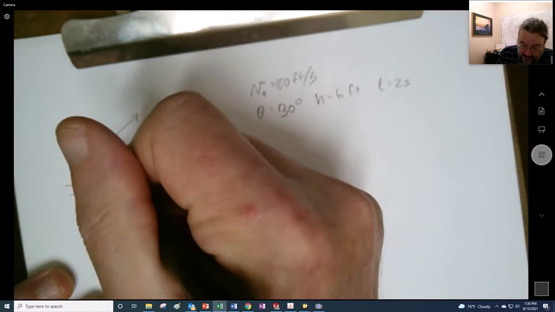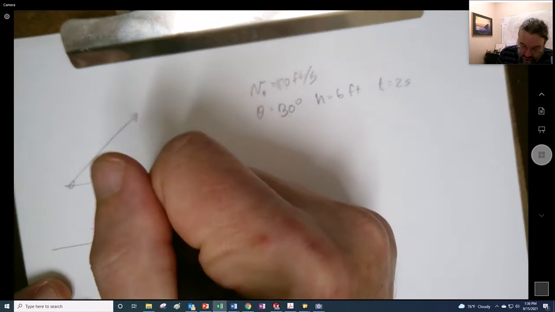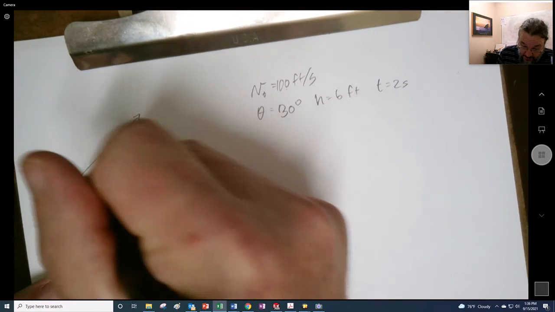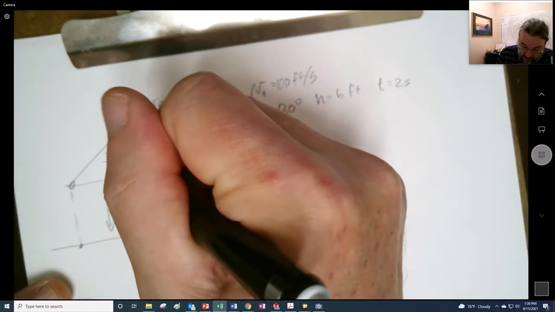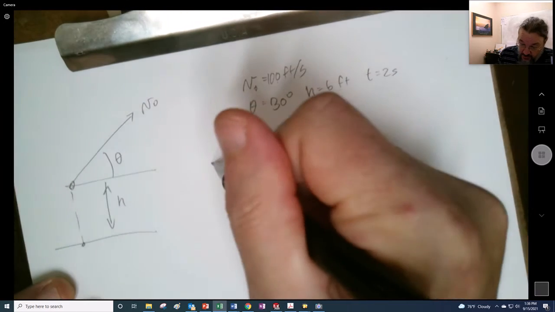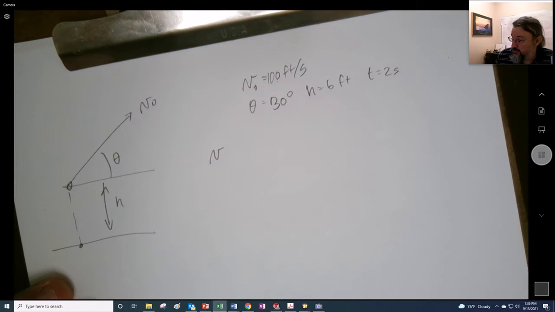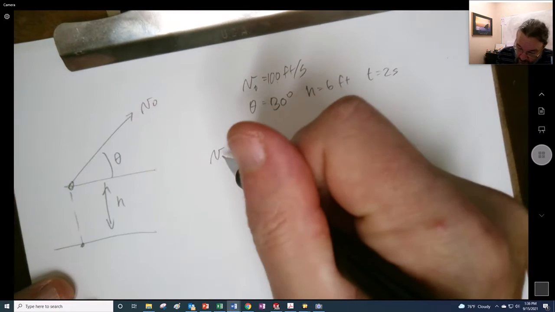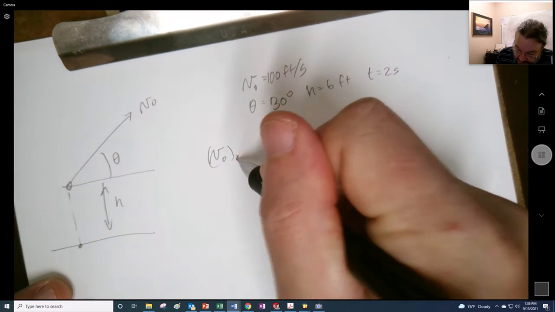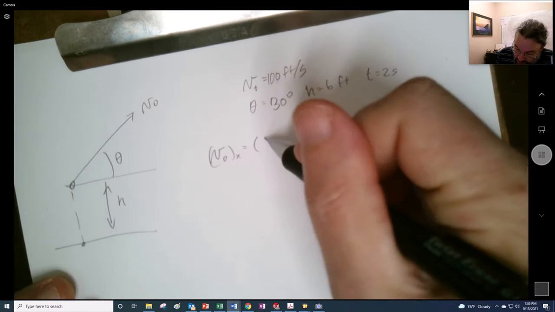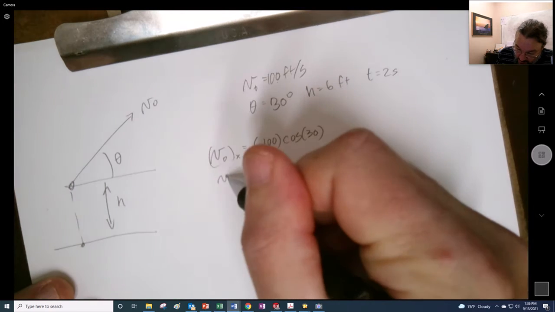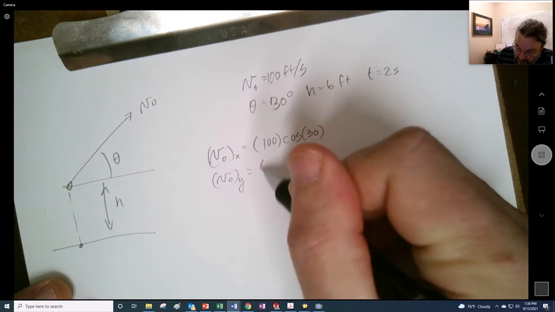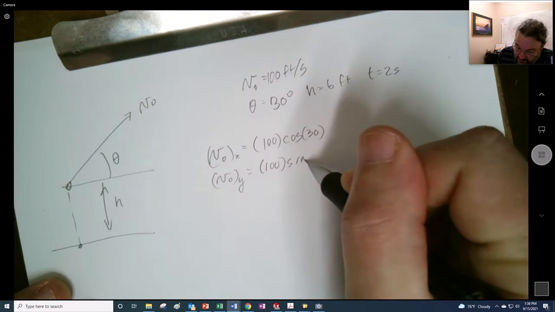So it's going up like that. This is h right here, and here is where O is going to be. So it's V0, and this is the theta being thrown up. The first thing I want to do is find my V0x, which is 100 times the cosine of 30, and V0y is equal to 100 times the sine of 30.